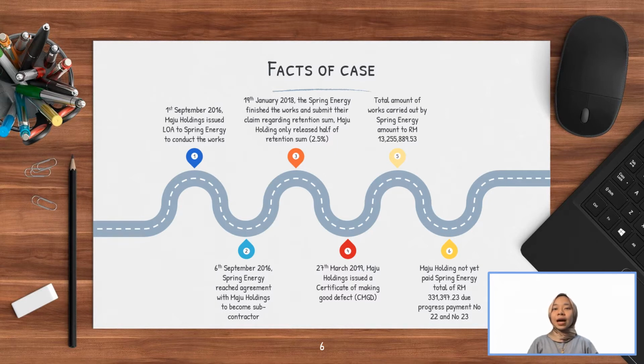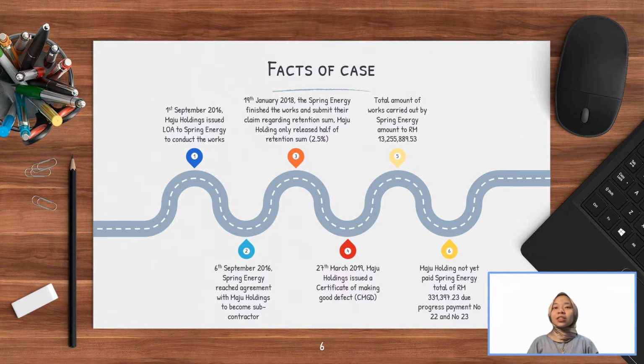As a retention sum, Maju Holdings kept 5% of the total amount for themselves. On 19th January 2018, Spring Energy finished the works and submitted their claim regarding retention sum, but Maju Holdings only released half of the retention sum, which is 2.5%. On 27th March 2019, Maju Holdings issued a certificate of making good defects.